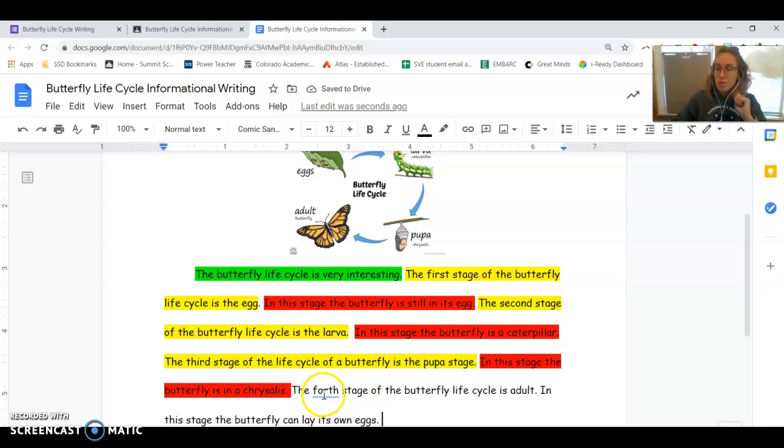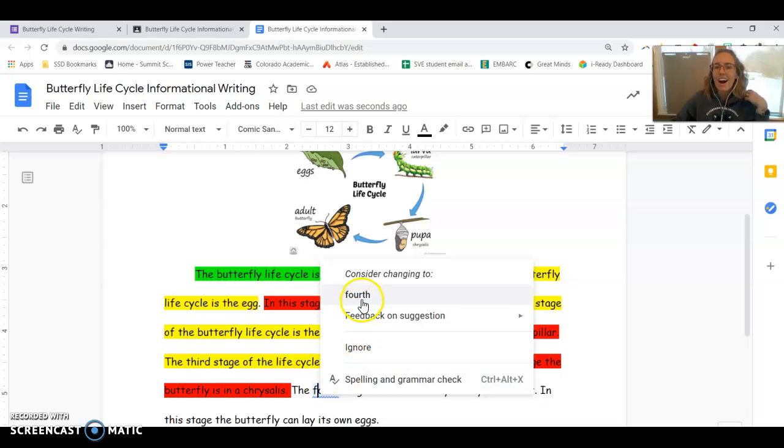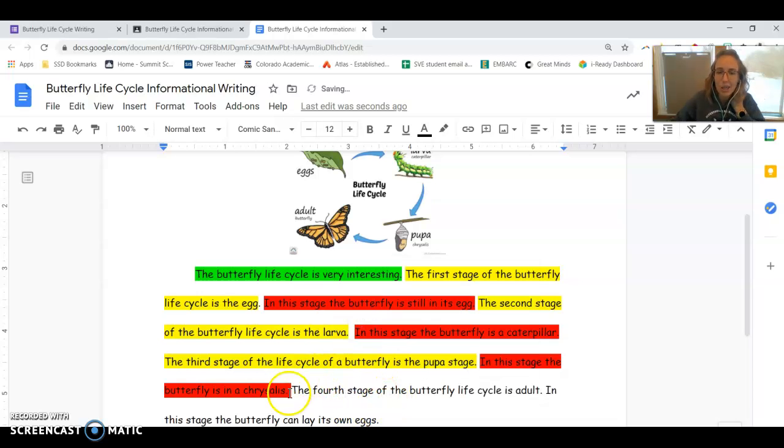They underlined this word, which tells me something is wrong with it. Now, I know that I need to add a U, but let's see what they suggest. Yes, I need to add a U. In the fourth stage of the butterfly life cycle, the butterfly is an adult.